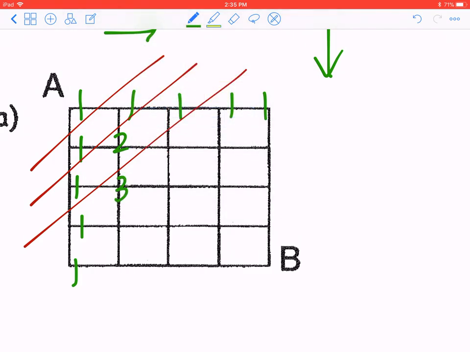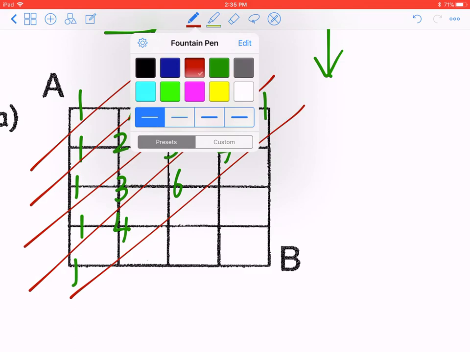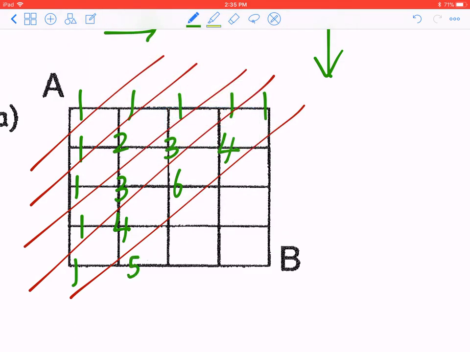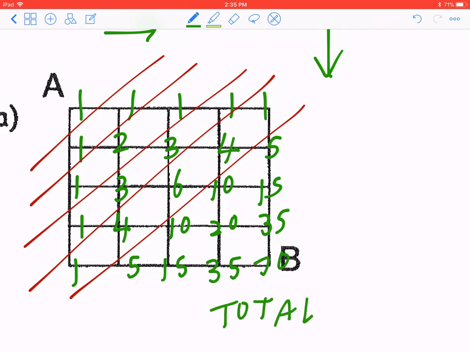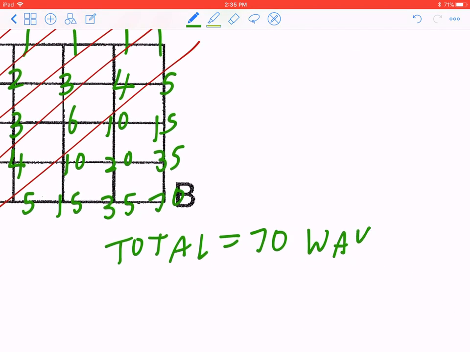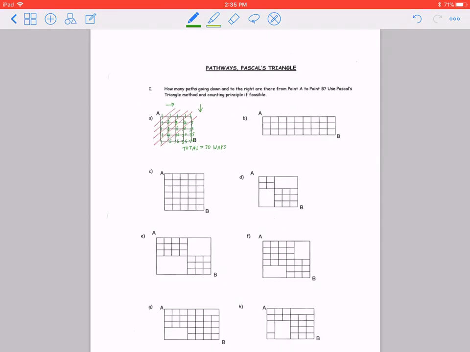So likewise, this will be 3, 3, you're just adding. 1 plus 3 is going to give you 4, 3 plus 3 is going to give you 6, that's going to give you 4, and you just keep going. This is going to be 5, 10, 10, and 5, 15, 20, 15, 35, 35, and of course the total number of ways is going to be 70. Okay, so that's how you go through example A.